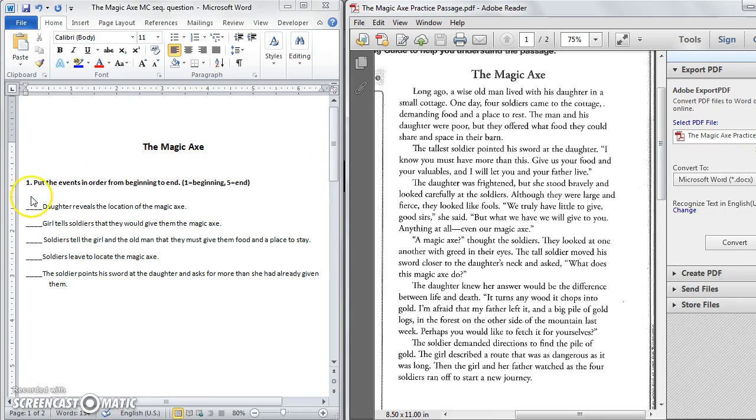From the Magic Axe, it says, put the events in order from beginning to end. 1 is the beginning and 5 equals end. They'll give you different events like this, and you need to put them in order. If you remember from our pre-assessment, you had to drag the boxes into the correct box to show which one was first, next, and then last, for example. So let's look at what we can do to answer one of these questions.